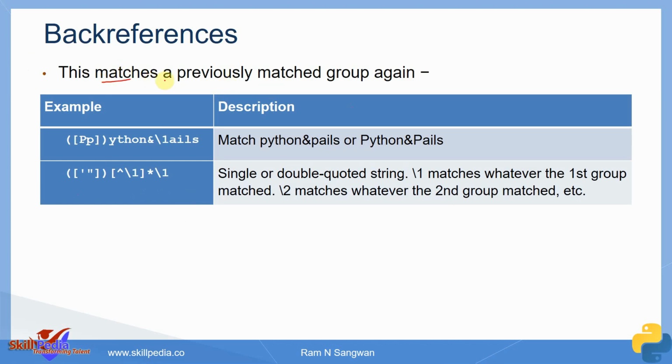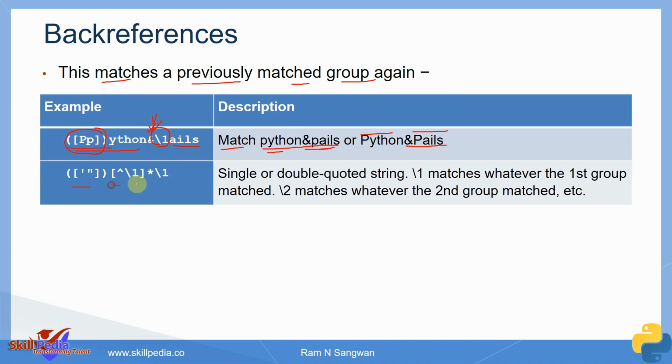Backreferences. This matches a previously matched group again, like ([Pp])ython&\1ails, that means this will match the previously found group, that means this one. So it will match Python and Pails. Why? Because the first was only this much, so what is there here? Uppercase and lowercase p. So P followed by ails, or p followed by ails, means Python and Pails or python and pails. This will match. Ampersand is a literal character as it is.